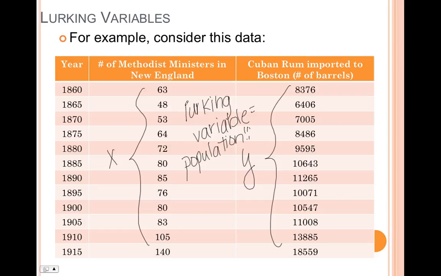As the population increases, the number of ministers increases. So does the number of teachers. So does the number of doctors. So does the number of everything, right? Our population is growing, and as the population is growing, our imports are going to grow. It doesn't matter if it's rum. Everything that's being imported, the amounts are increasing because we have a larger population in the area. So X is not causing Y. We have a lurking variable of population growth.